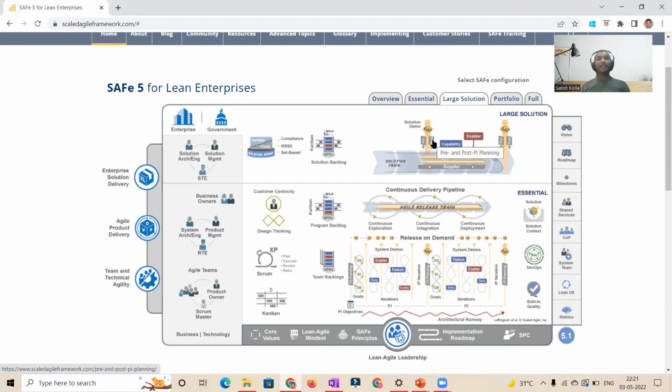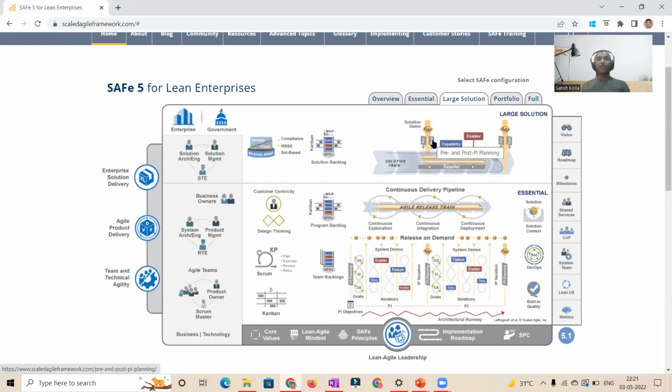So that is the main difference between the essential versus large solution, where essential has one single agile release train, the PI planning, and one single solution. Whereas for the large solution, we have multiple release trains working on one single solution, along with the heavy involvement of the third parties, vendors, and suppliers.